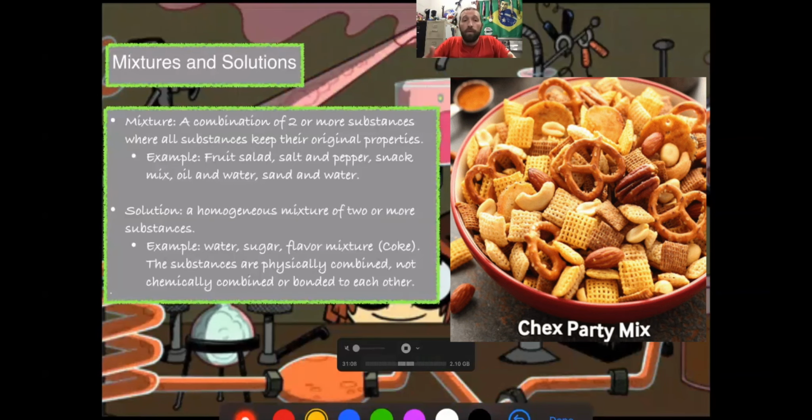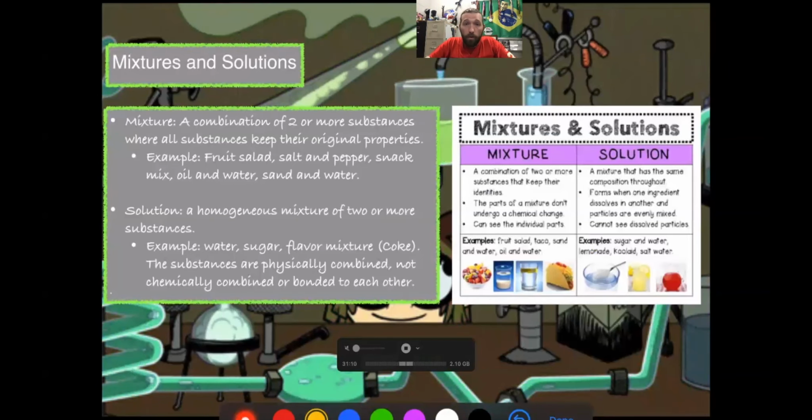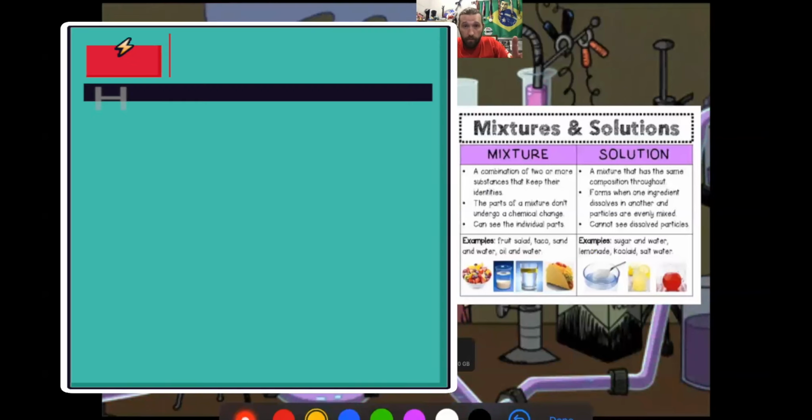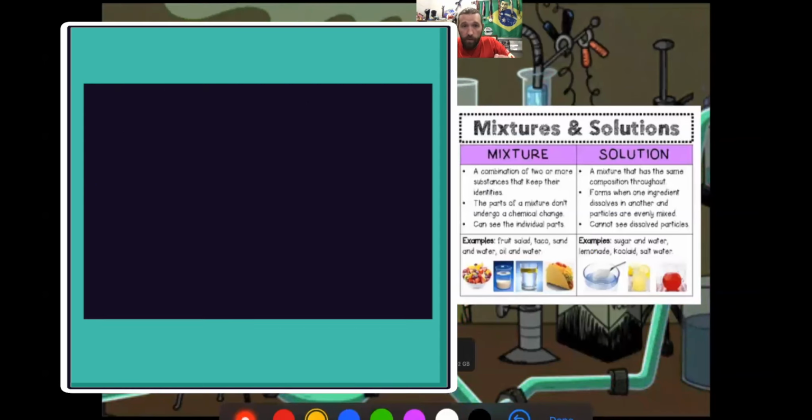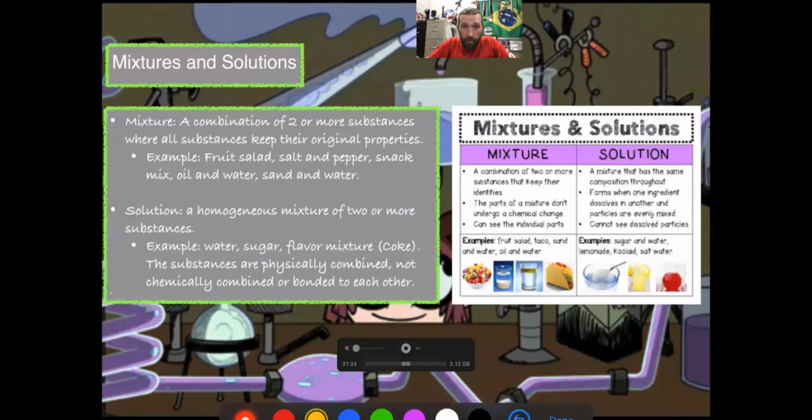Okay. With a solution, it's a homogeneous mixture. So it's a mixture, but it's homogeneously mixed together and it's not easily separated out. So a solution is when you dissolve something into another thing.